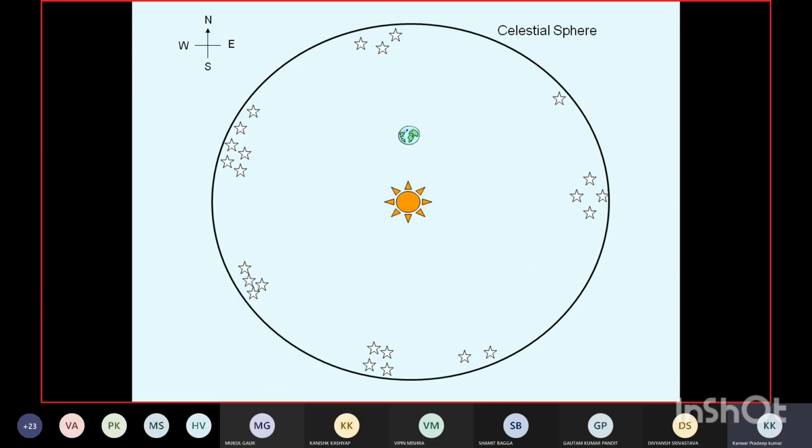And now we talk of the celestial sphere. There is the sun, there is the earth, and there are stars at various distances. This is not the final one, just have a look. The earth is rotating. And it is also revolving around the sun.